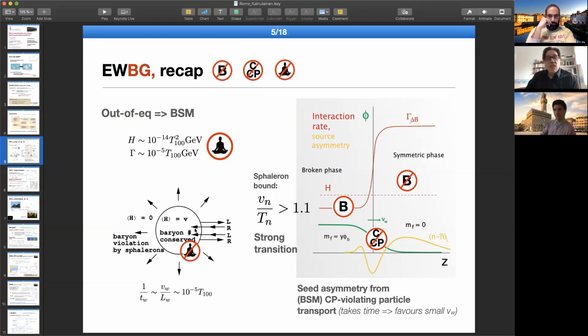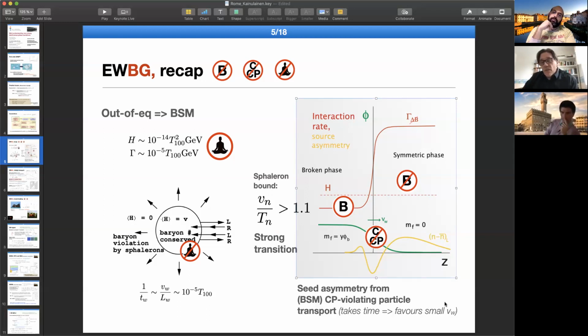So what's going on in this wall is that the particles get masses as you go from the symmetric to the broken phase. In the phase transition, there is C and CP violation in the complex phases of the mass matrices or masses. In the baryogenesis mechanism, the CP violation leads to a CP violating transport of particle asymmetry in front of the wall, which eventually biases the sphalerons to produce the baryon asymmetry, because in the symmetric phase the baryon number violation rate is large.